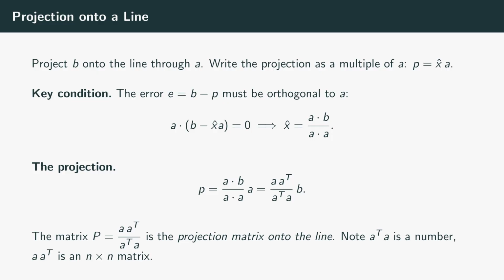Now watch a small piece of algebra that pays off hugely. We can rewrite that as the matrix A times A transpose divided by A transpose A, all multiplying b. The bottom, A transpose A, is just a number. The top, A times A transpose, is a full square matrix. So projection onto a line is multiplication by a fixed matrix P. Hold that thought, we're about to do the same thing for an entire subspace.